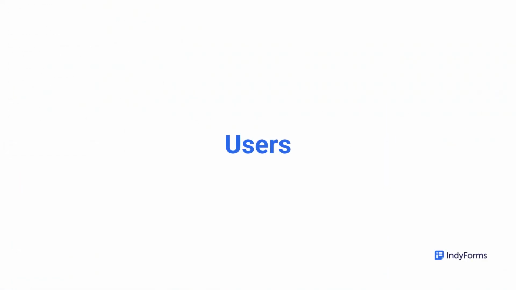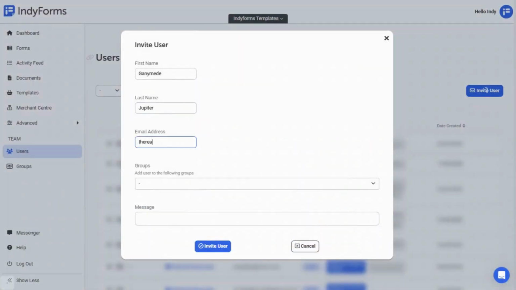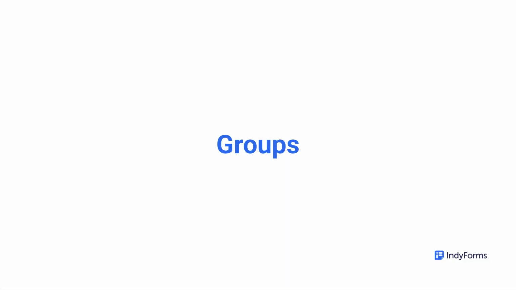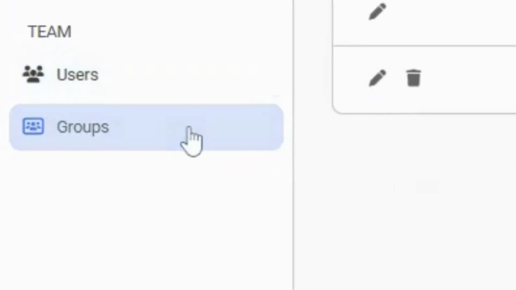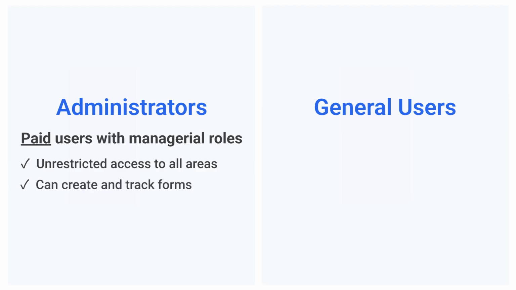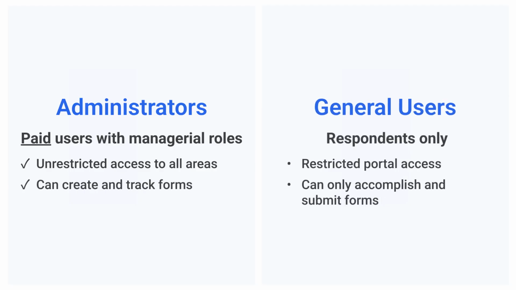On the Main Users page, you can invite users by filling in the fields on the pop-up. On the other hand, a field specific to IndyForms is the Groups option. 2 fixed groups in IndyForms, administrators and general users, contain all the users within your account's organization. These groups simply differentiate between your admin users, those with full, unrestricted access to the platform, and your general users, everyone else with restricted access to their own data.